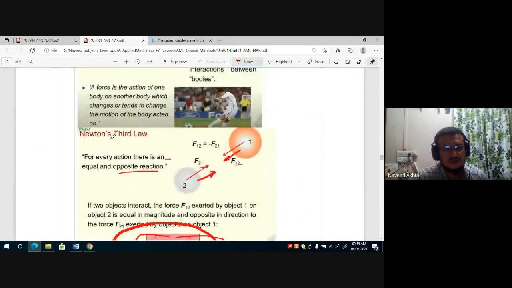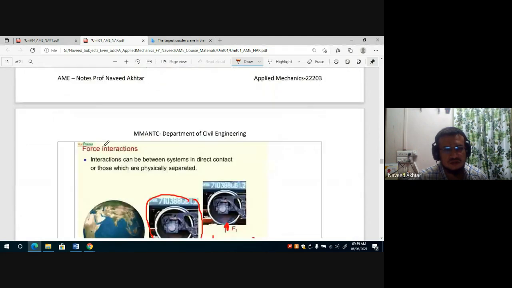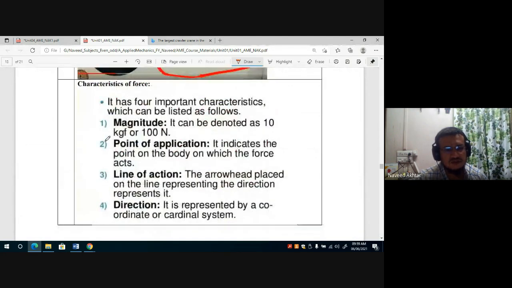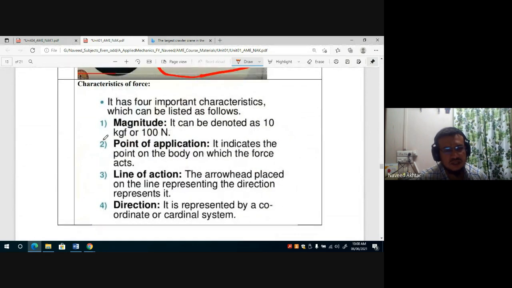Also, we have seen Newton's third law. Also, we have seen the concept of force with different examples, and then what are the characteristics of the force?